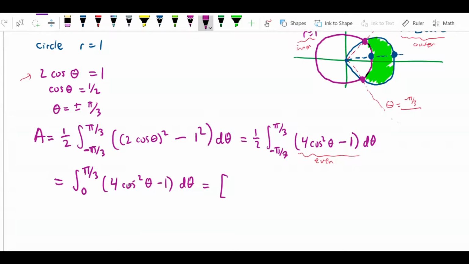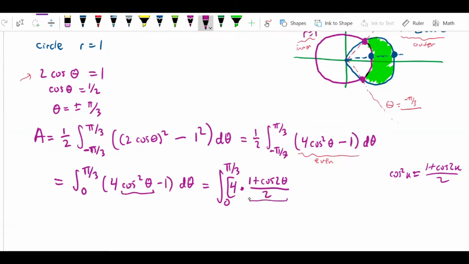Now, for the antiderivative of cosine squared, I'll do it the same way I did in the previous example with a u. Cosine squared u equals 1 plus cosine of 2u over 2. So that's going to be 4 times 1 plus cosine 2 theta over 2. Oh, sorry, I messed that up. I did the same mistake on the previous one. I haven't integrated yet, so I'm keeping the same functions until I've just converted the cosine into that expression. So that's going to be minus 1 d theta.